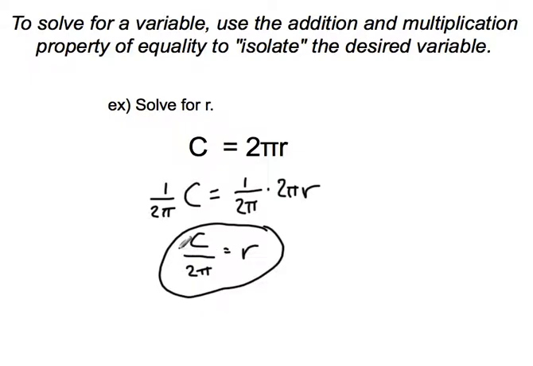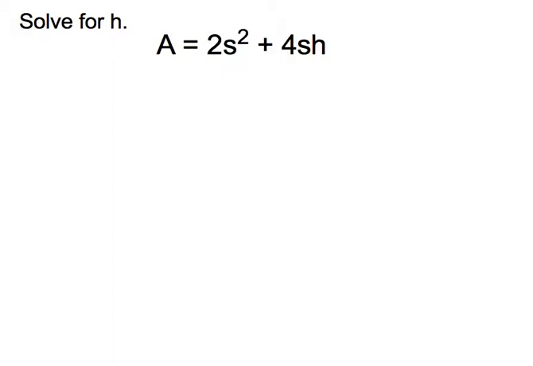Okay, let's look at one that's a little bit trickier. In this case, we're asked to solve for h. See if you recognize this equation. It's the surface area of a, looks like, a square prism. I think that's what this little guy right here is. Surface area. In any case, to solve for h, we have this unnecessariness over here, and we have this coefficient here. So we're going to have to take care of both of them.